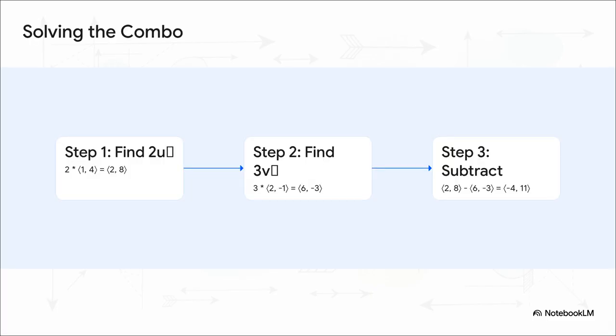First up, let's figure out 2 times u. That's just 2 multiplied by each component, which gives us the vector 2, 8. Easy enough. Next, let's get 3 times v. Again, multiply it out, and we get 6, -3. Now for the last step, we subtract that second result from the first one. For the x part, 2 minus 6 is -4. And careful here, for the y part, we have 8 minus a -3, which becomes 8 plus 3. That gives us 11. So our final answer is -4, 11.